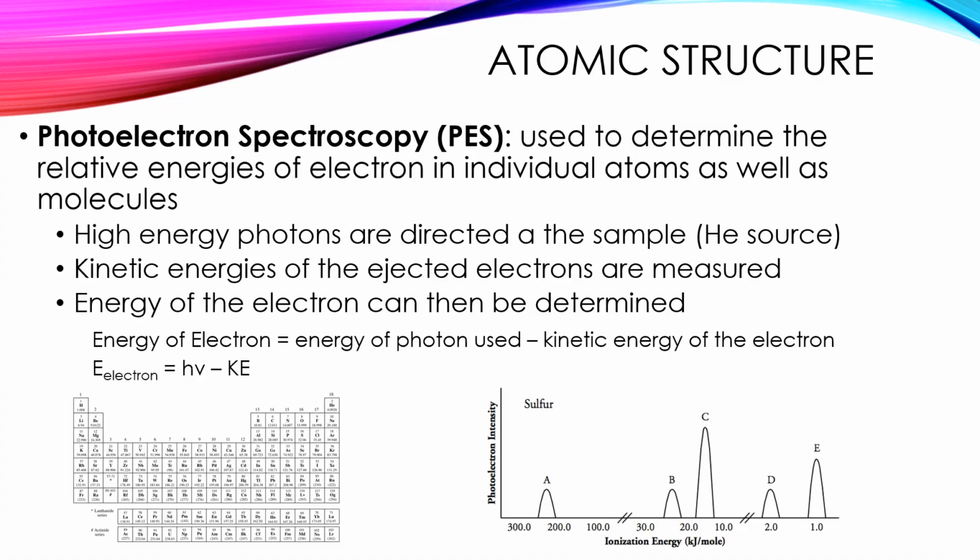This page summarizes what we just talked about in the previous diagram. Photoelectron spectroscopy is used to determine the relative energies of electrons in individual atoms. High energy photons are directed at the sample, then the kinetic energies of the electrons ejected are measured. So then we can determine the relative energies of the electrons. You'll see kind of the same formula, so to speak, that we talked about prior. We can figure out the energy of the electron by knowing the energy of the photon that we shoot at the sample and then subtracting the measured energy of the electron that's ejected.